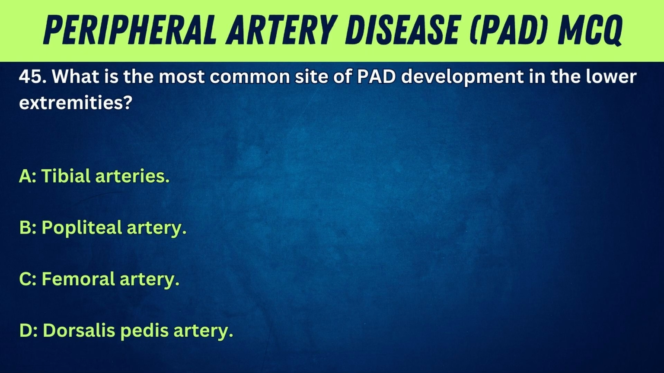45. What is the most common site of PAD development in the lower extremities? A. Tibial arteries. B. Popliteal artery. C. Femoral artery. D. Dorsalis pedis artery.